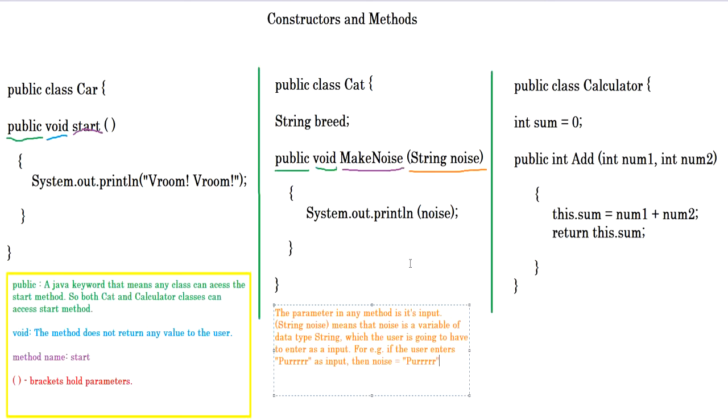The difference between the cat class and the car class is that it has a parameter in the method. So the parameter here is string noise, and noise is the name of a variable of type string. So in this case, what the user has to do is they have to give a string input. For example, the user enters per, and this input will be stored in the variable noise. Alright, so in the next tutorial we're going to be tracing a method, and it's also going to become much clearer then when we see how every method actually works.